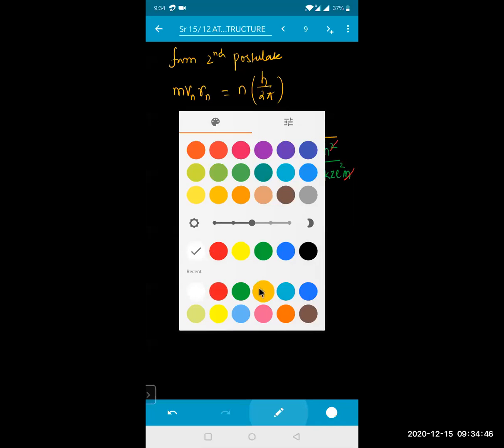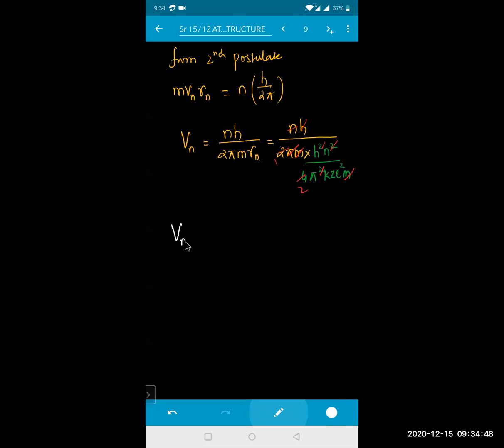So look at what the velocity of the nth orbit comes out to. Velocity of the nth orbit is equal to, what comes out? 2 pi k z e square divided by n into h. Is that right? Yeah. So this will be the velocity of your nth orbit.